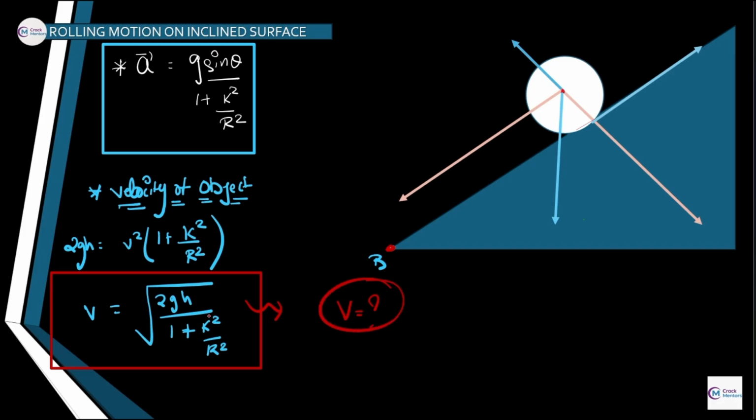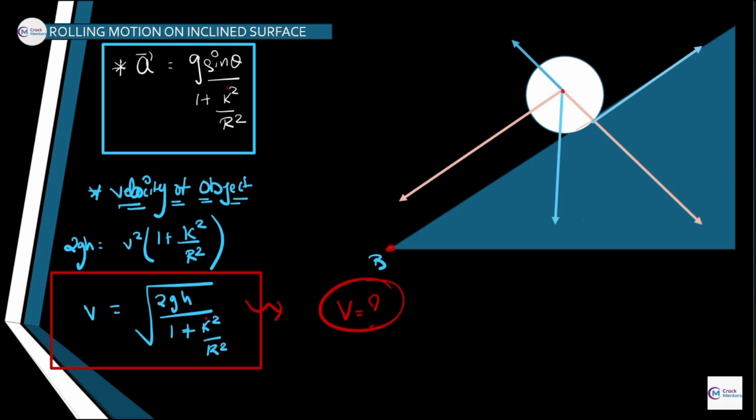Here we have moment of inertia as well. Sorry, I am saying it wrong. Here we have radius of gyration as well. Now let us talk about the different part. That's how we determine the velocity of any object. I am hoping that you are getting my point.